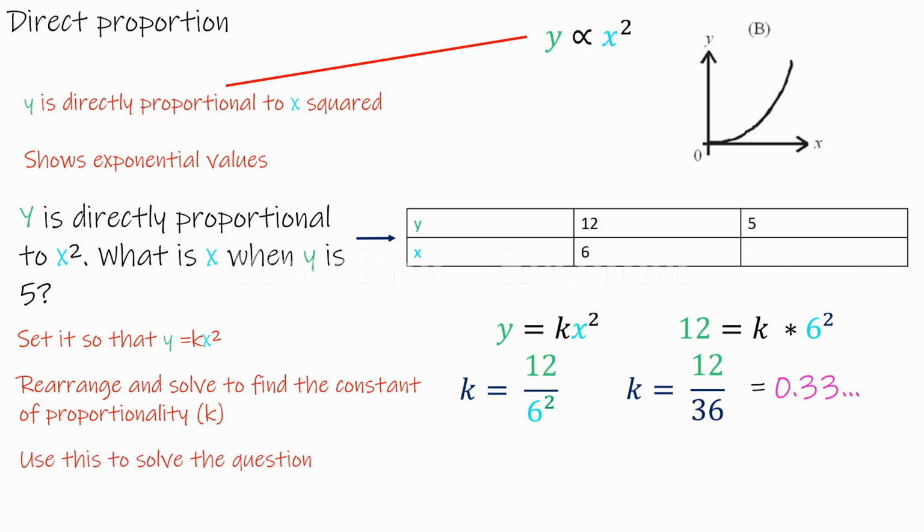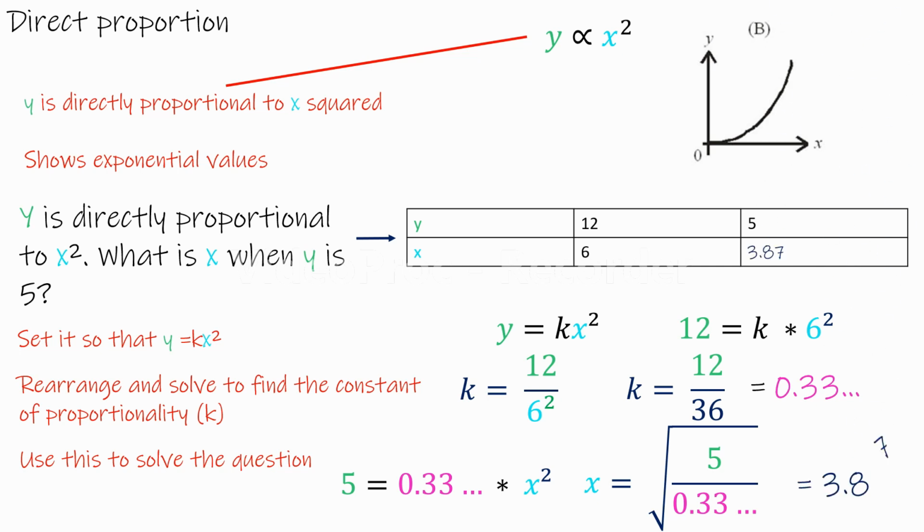We now use this to solve the entire question. So here we can say that 5 equals 0.333, or 0.3 recurring, times x to the power of 2. Therefore, x equals root 5 over 0.3 recurring, which equals 3.87. Remember to root to find x, as at the moment you are only finding x squared. And that's it. It's really that simple.